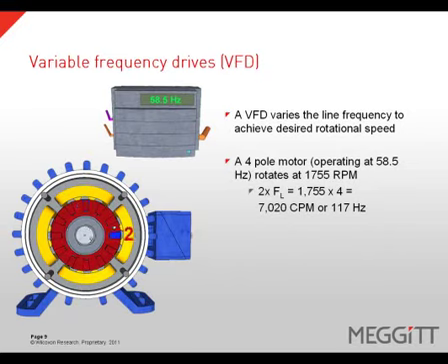The same principle is applied in that the 2 times line frequency vibration is created by the number of poles pulling on a rotor at a given location during a full revolution. A 4-pole motor, in this case operating at 58.5 Hz, rotates at 1,755 RPM. So to calculate 2 times line frequency, we multiply 1,755 times 4 poles to get 7,020 CPM, or 117 Hz.